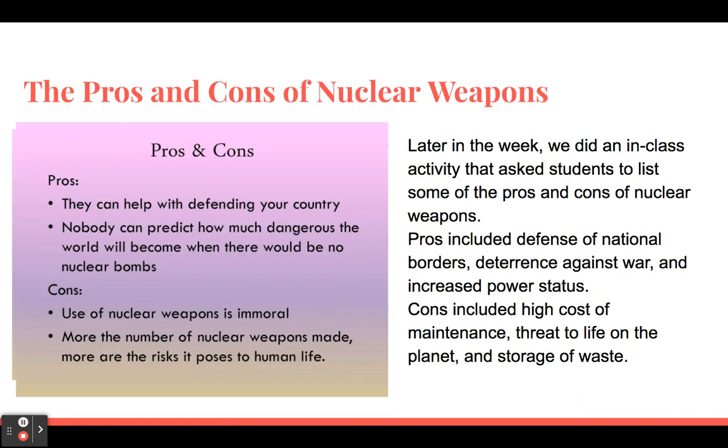Later in the week, we did an in-class activity that asked students to list some of the pros and cons of nuclear weapons. Pros included things such as the defense of national borders, deterrence against war, and increased power status. And cons included things such as the high cost of maintenance, the threat to life on the planet, and the storage of waste.